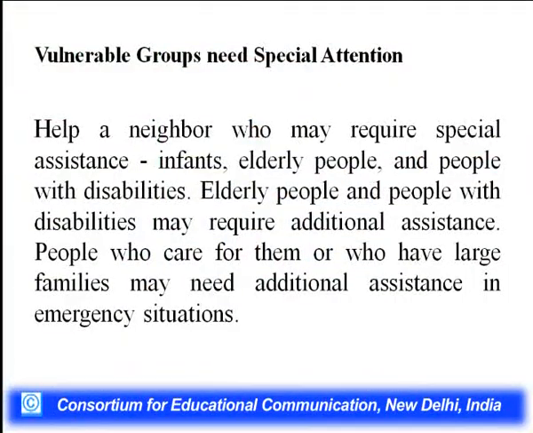It is very important to give focus also on the vulnerable groups. We have many vulnerable groups. Help a neighbor who may require special assistance, like children below 6 years, infants or below 12 years, elderly people, people with disability. Elderly people and people with disability may require additional assistance. In some places, women also require some special assistance, and they have special needs also.